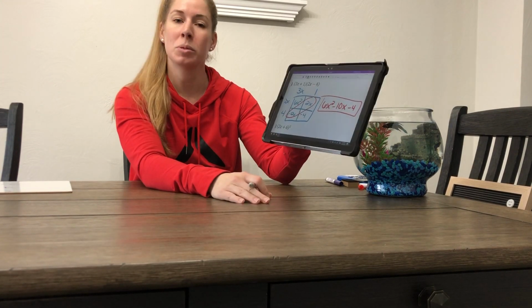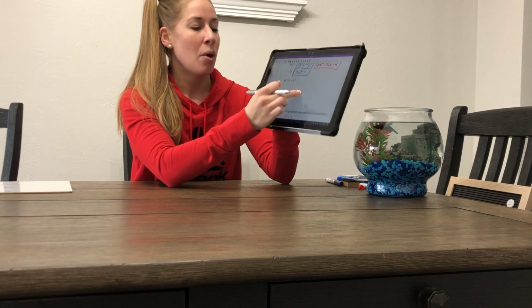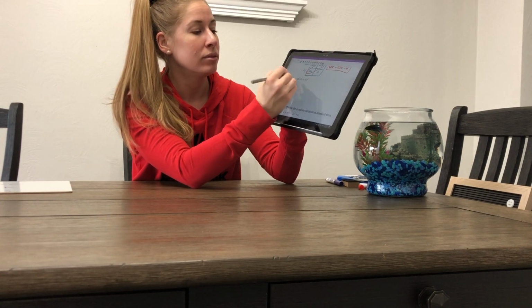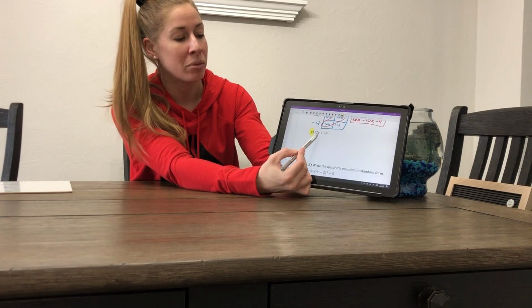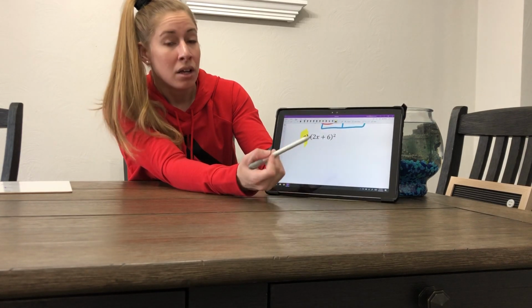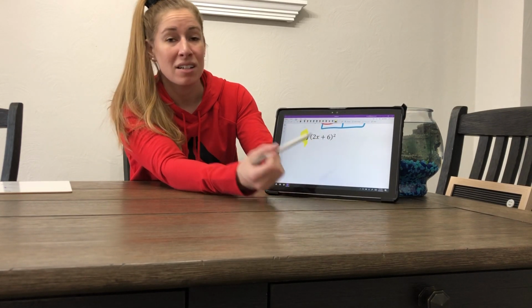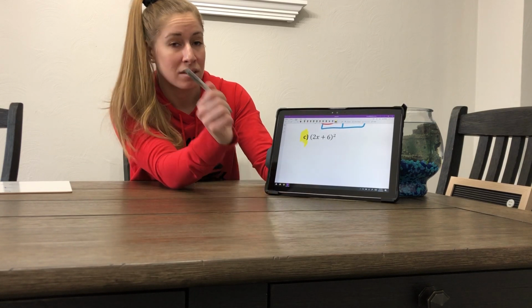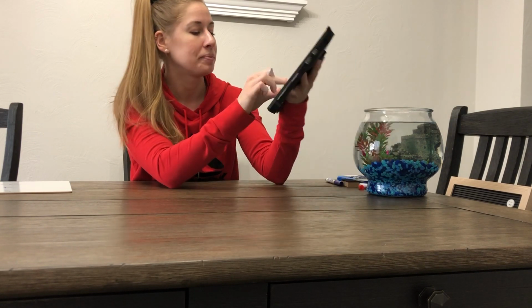Okay, so multiplying binomials. I want you to do c on your own. Remember you have a binomial squared, so you should be multiplying 2x plus 6 times 2x plus 6. Don't forget to use the box.